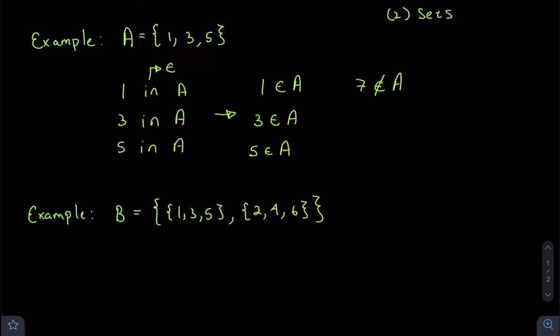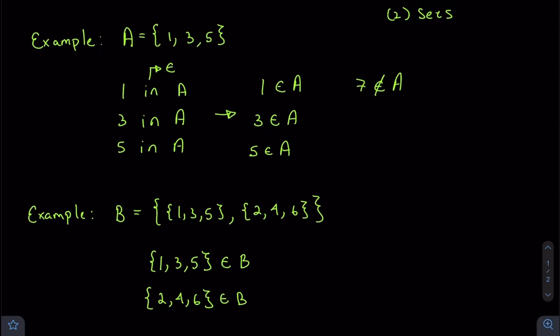So if we wanted to enumerate all the objects in B like we did for A, we can do so. So the first element in B is this set. So this set is an element of set B, and the set containing 2, 4, and 6 is also an element of B. Hence, there are 2 objects in set B.